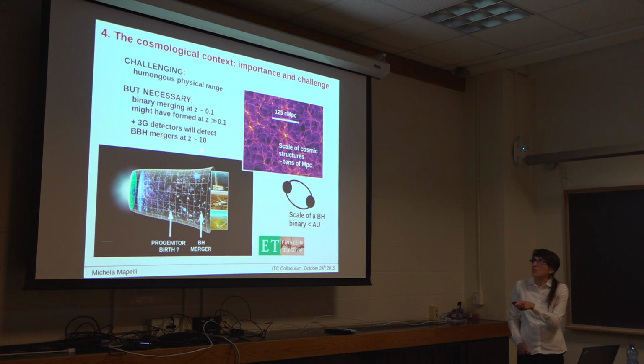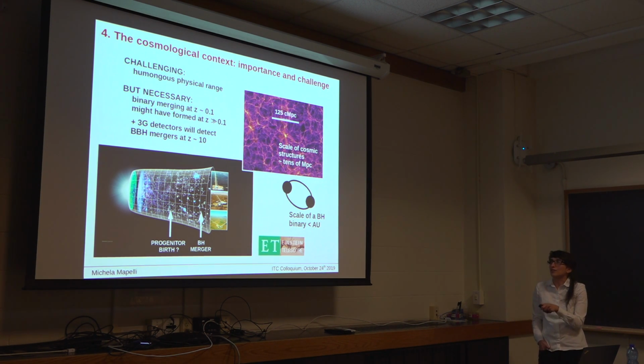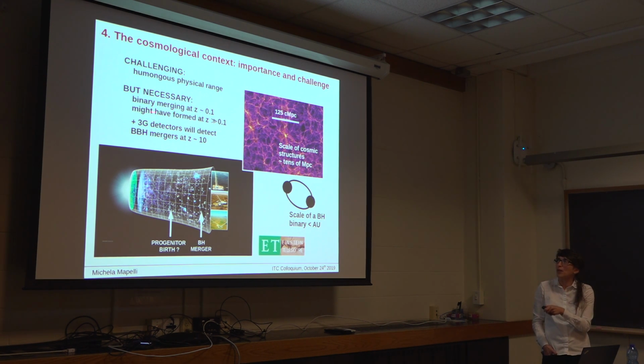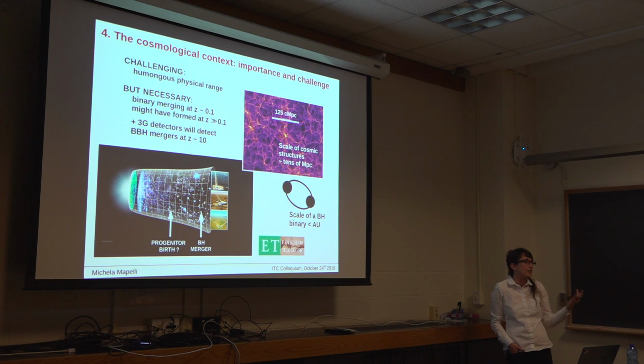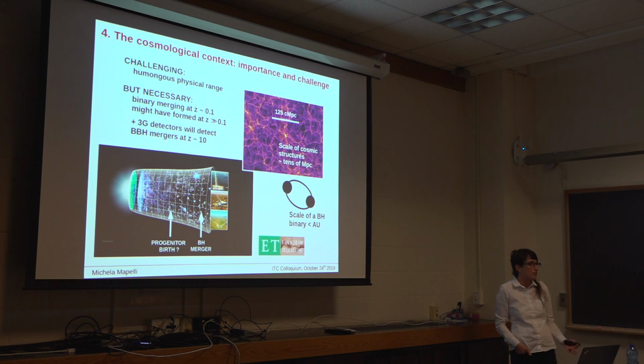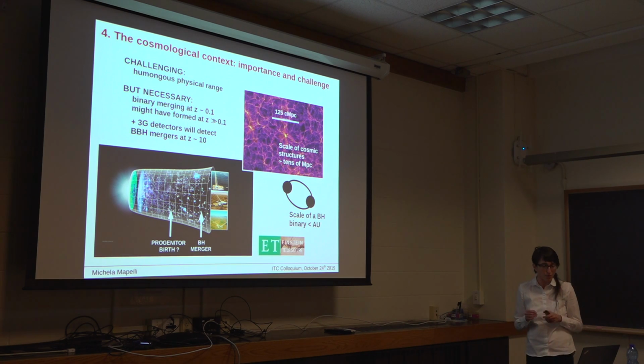Plus, we are now considering the science cases for the next generation gravitational wave detectors, and they will be able to probe binary black hole mergers up to redshift 10 or more, if there are black holes merging at redshift higher than 10. Then it's definitely important to study the cosmic evolution of compact objects, but it's also a computational challenge because of the humongous physical range that is involved.